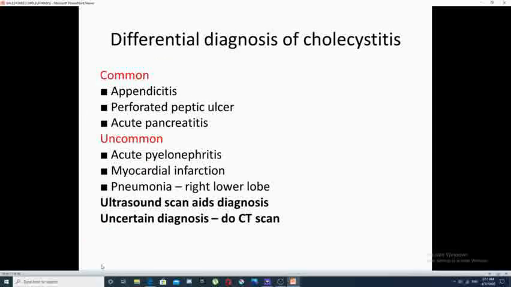Differential diagnosis of acute cholecystitis. We should know that acute cholecystitis is one of the differential diagnoses of acute abdomen. So the differential diagnosis includes appendicitis, perforated peptic ulcer or perforated viscus, and acute pancreatitis. An uncommon differential diagnosis is acute pyelonephritis. We should know that the differential diagnosis may involve medical disorders like myocardial infarction or pneumonia, especially right lower lobe pneumonia. To verify the differential diagnosis, an ultrasound scan may be needed, or a CT scan is useful to differentiate acute cholecystitis from other causes of acute abdomen.